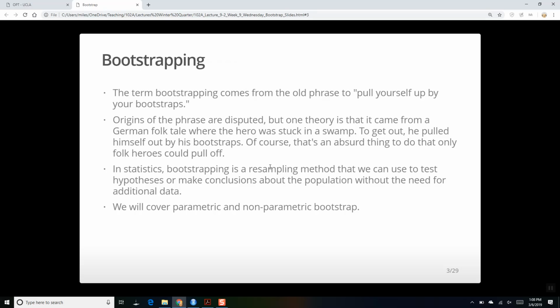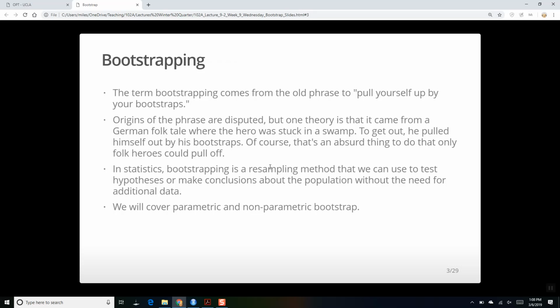This term Bootstrap comes from the phrase "to pull yourself up by your bootstraps," which, if you're not familiar with the idiom, is the idea of helping yourself out without external help. I tried to look up where this phrase came from because somebody told me that it comes from a German folktale, and I looked it up.